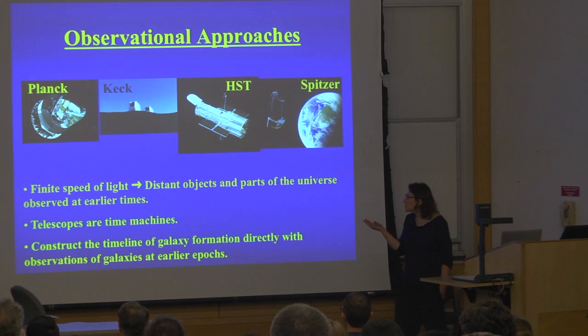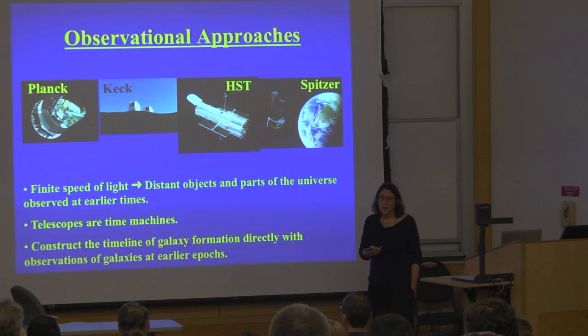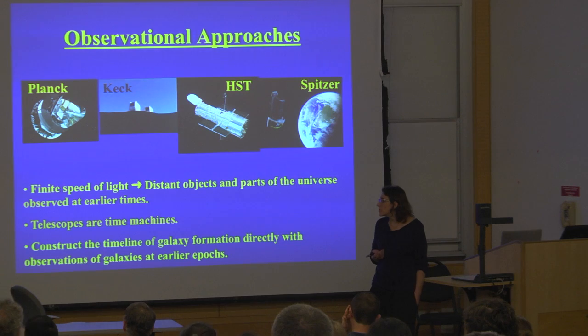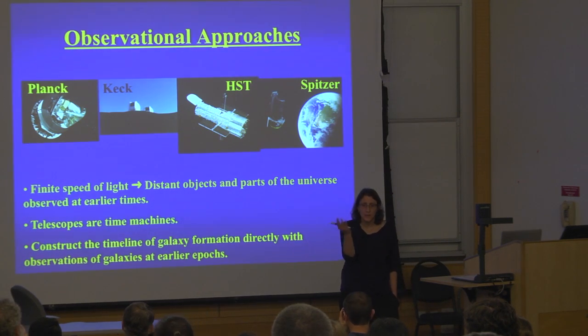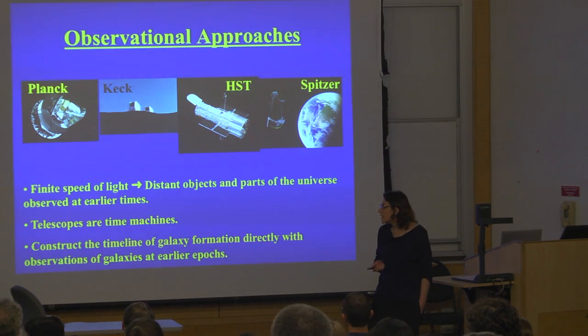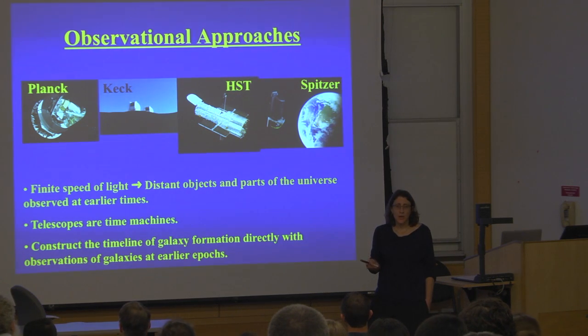And so we're making use of the finite speed of light, according to which distant objects in distant parts of the universe are observed at earlier times, and using telescopes effectively as time machines. And so the idea, what I want to talk about today, is how we might construct the timeline of galaxy formation directly with observations of galaxies at earlier epochs. So distant galaxies where we're looking back in time.